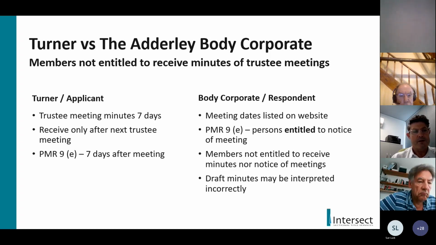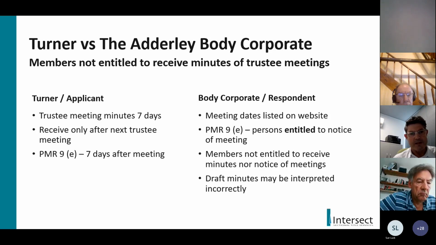What Turner was upset about was that they only received the trustee meeting minutes after the next trustee meeting. So just from an operational perspective, the trustees would have a meeting. The minutes will be prepared by the managing agent, I would guess in this case. And then at the next trustee meeting, the trustees would review the minutes and only then approve them. The problem here is that the next trustee meeting could take a month, or maybe even longer.